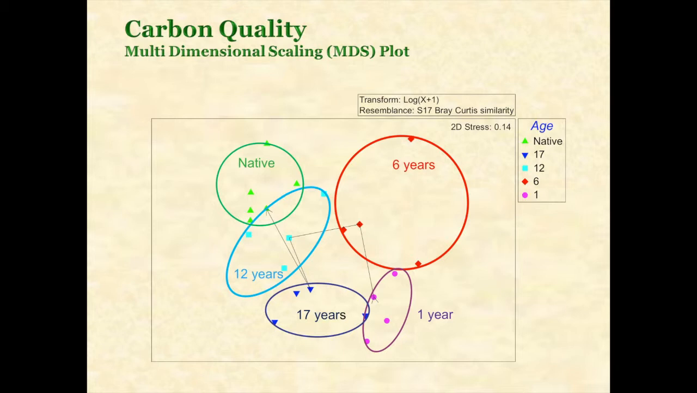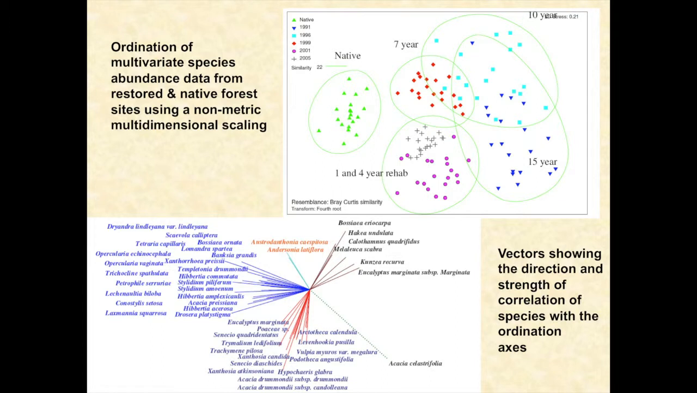And we found that all of these years were separating off differently, and in fact the native system was quite different from the 17-year-old system, which was actually not that different to the 1-year-old system when we look at it in this multivariate way. And interestingly, and this is the only floristic data set I'm going to show, we found oddly similar findings for the trajectory of the vegetation over this period.